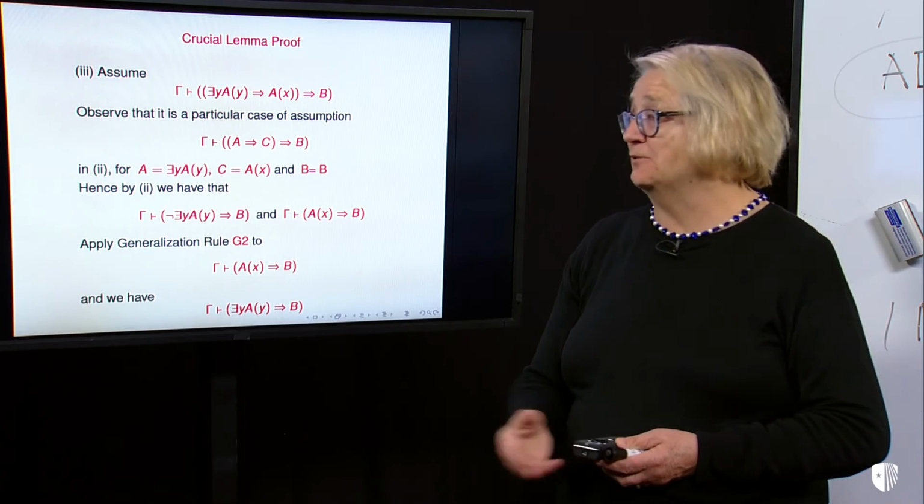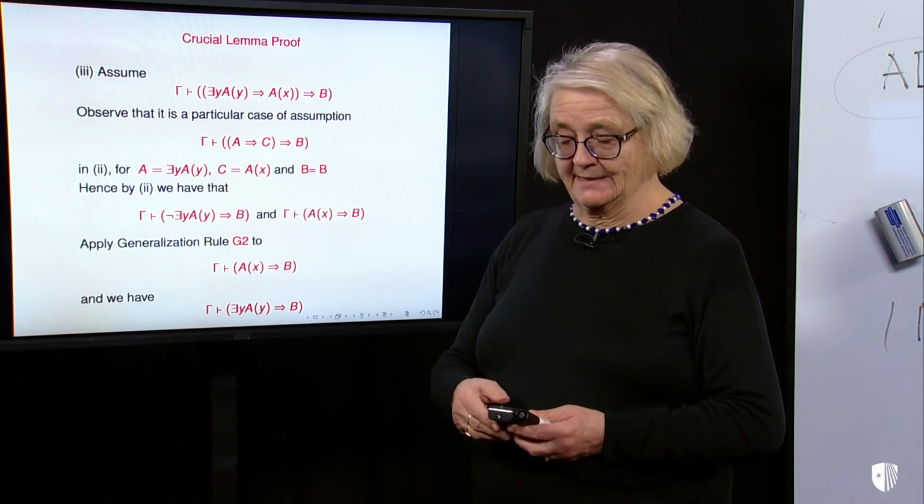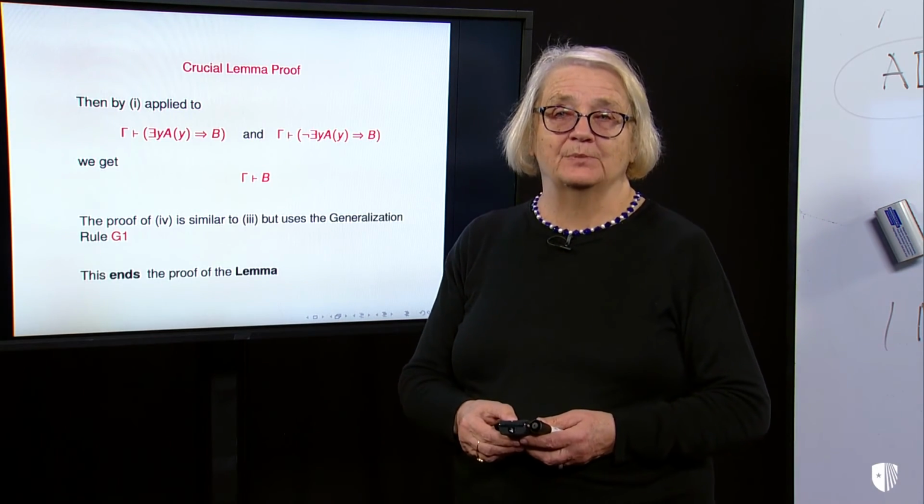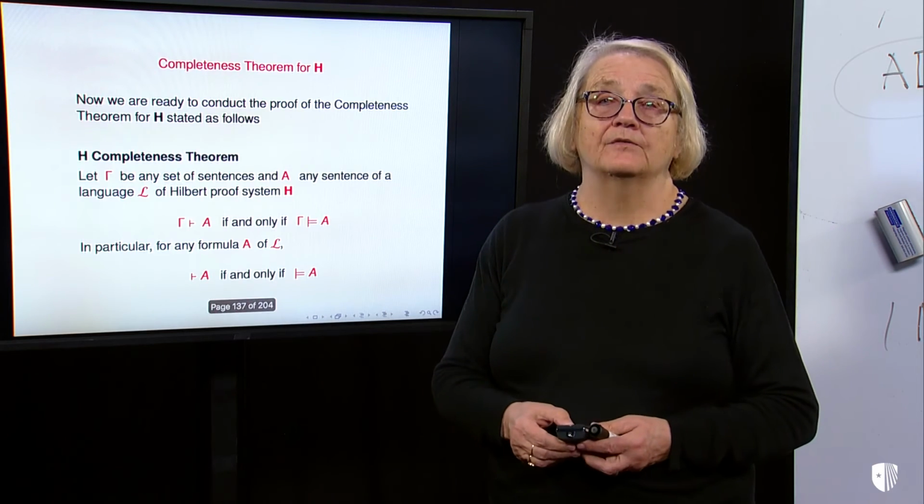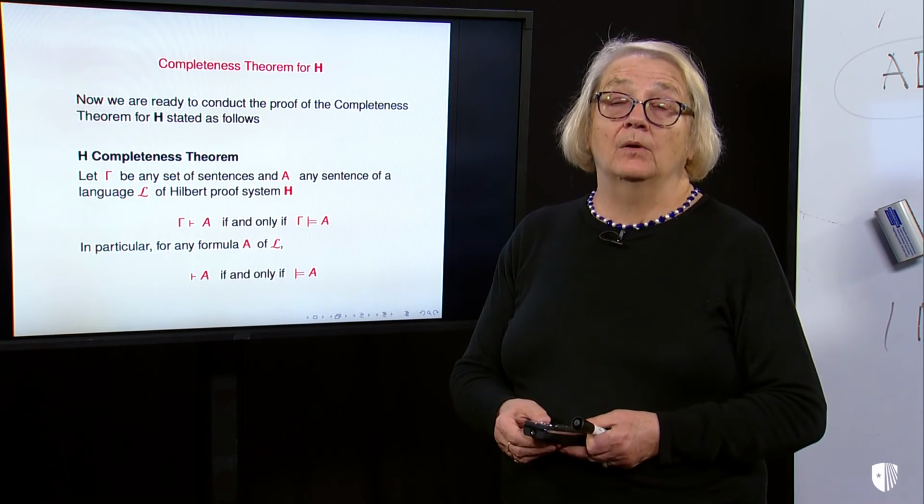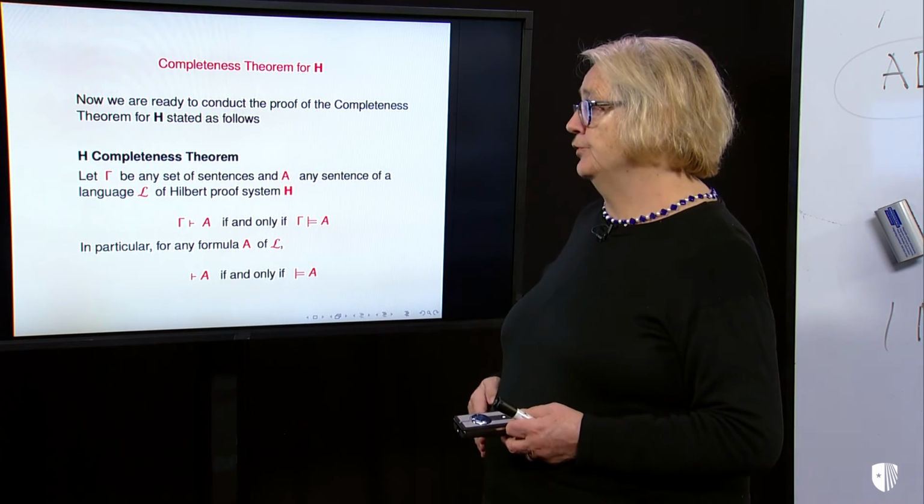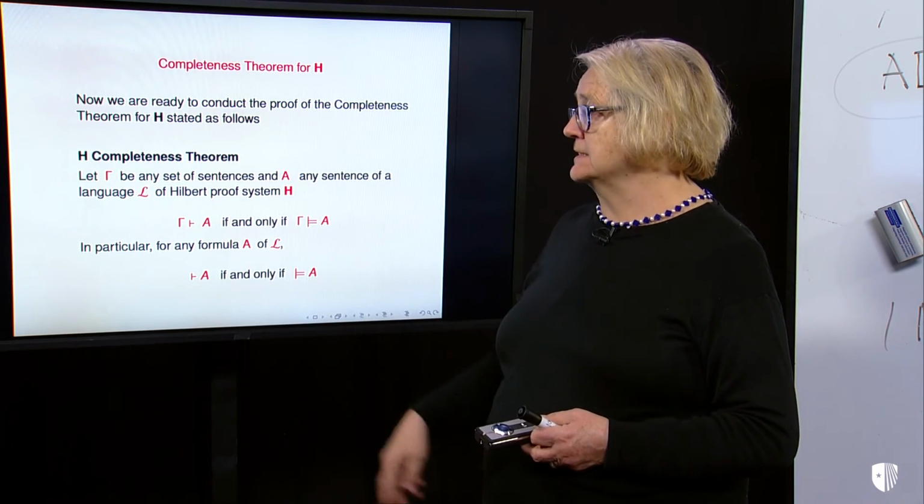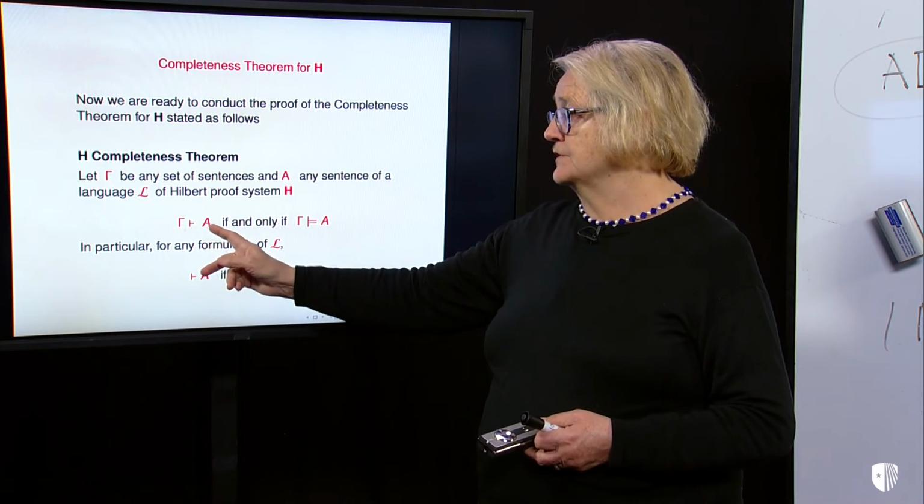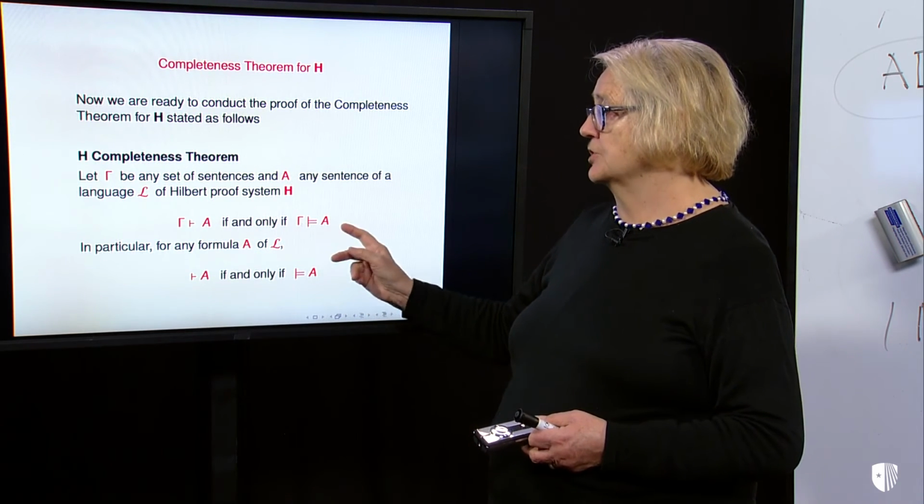So that is how you apply the generalization rule, etc. Everything is beautiful, and here is the end of the lemma. And now our H completeness theorem, which we are going to prove. So this is our system: Gamma proves A if and only if Gamma logically implies A.